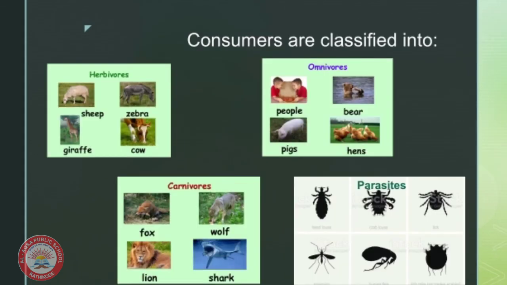Consumers can be classified based on their food habits into herbivores, omnivores, carnivores, and parasites. Herbivores, as you know, are animals which depend on plants for their food. Carnivores are animals which depend on other animals for their food. And omnivores are organisms which feed on both plants as well as animals. Parasites are organisms which live in or on host organisms and depend on the host for their food and live at their expense. So these are the different components of the ecosystem.